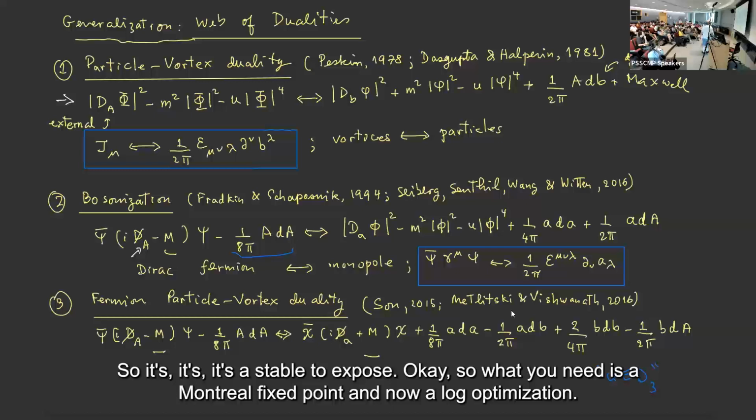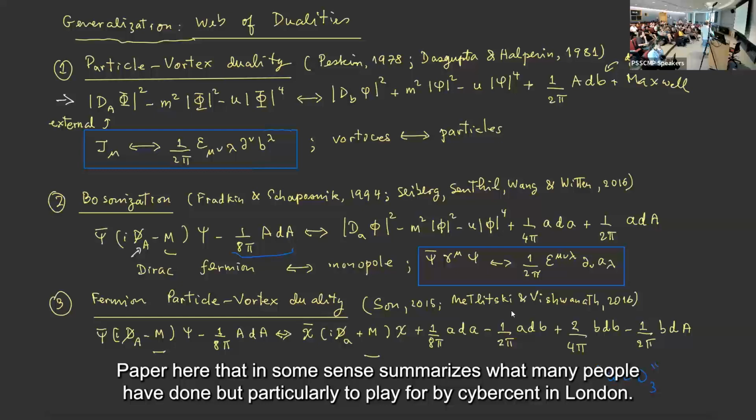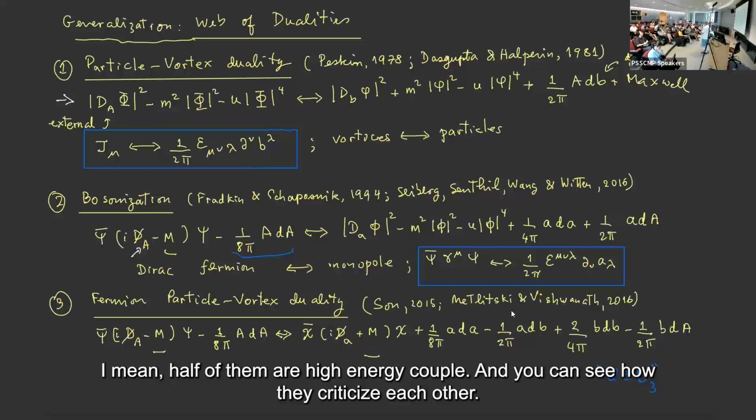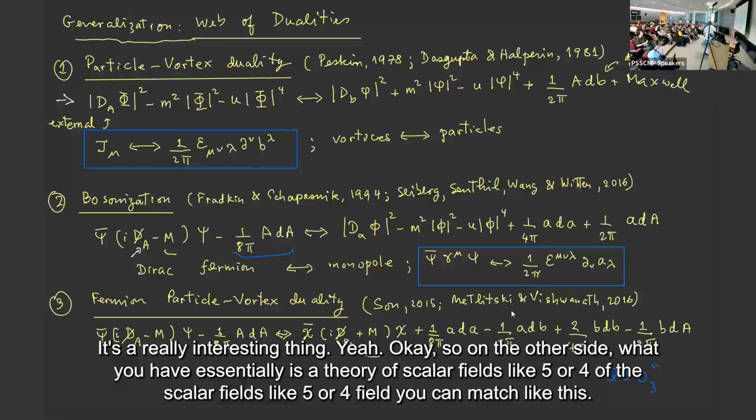And so the proposal was made by Seiberg. There is this paper here that in some sense summarizes what many people have done, but particularly this paper by Seiberg, Senthil, Wang, and Witten. It's an interesting collaboration, a beautiful paper. They don't agree on everything. Half of them are high energy, half of them are condensed matter, and you can see how they criticize each other. If you want a better picture, look at the footnotes and the other sections. It's really interesting to read.